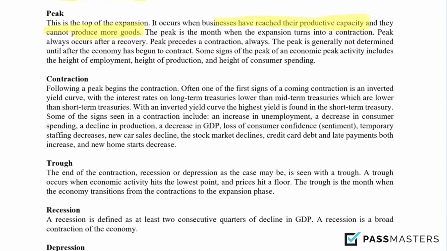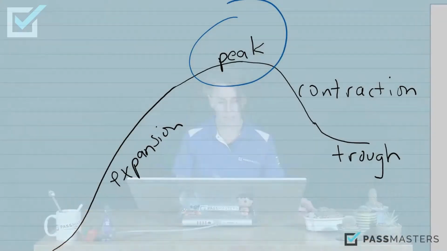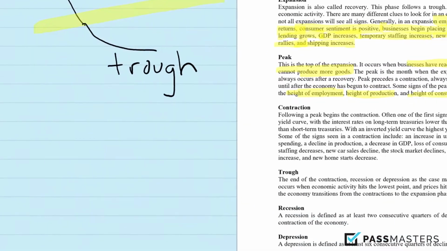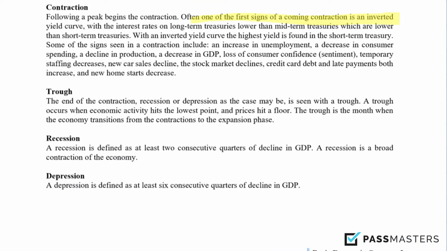Other things you see during the economic peak is the height of employment, height of production, and the height of consumer spending. After the peak, what do we have? Yep. Contraction. One of the first signs of a coming contraction is an inverted yield curve, which we'll discuss in a moment.